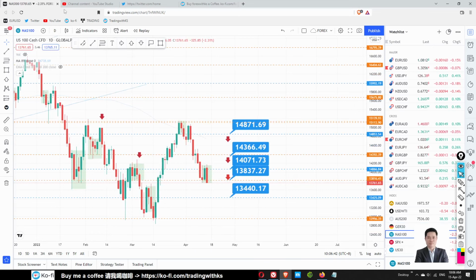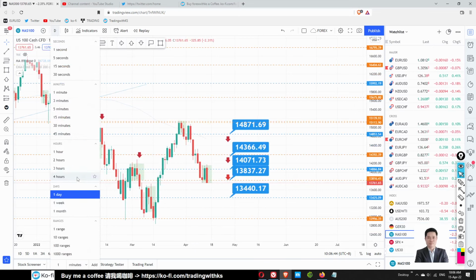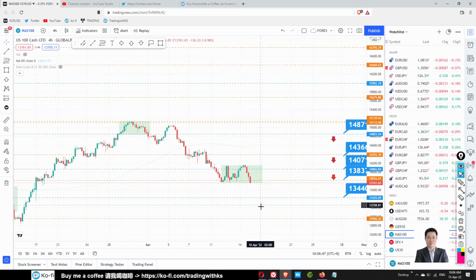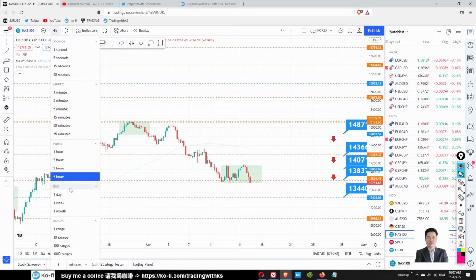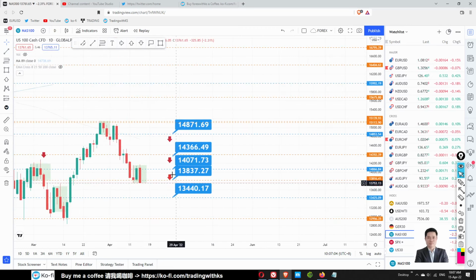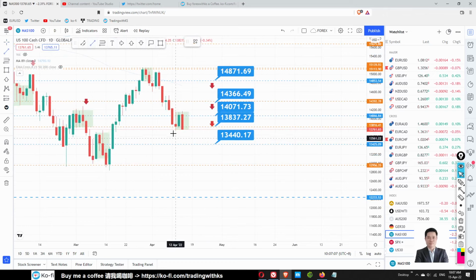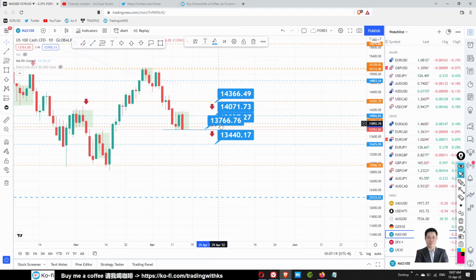Next, Nasdaq looks like a 1, 2, 3 continuation. Let me see the 4 hours. 1, 2, 3, a double bottom over here. You see, right, double bottom. So 1, 2, 3 continues. Once the price breaks through, there's an opportunity to sell. So we do have one possible trade setup over here today. Once the price breaks below, there's an opportunity to sell at 13766.